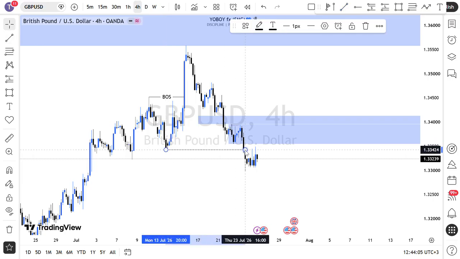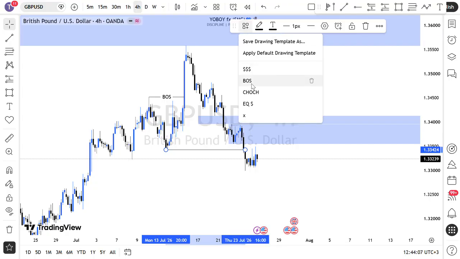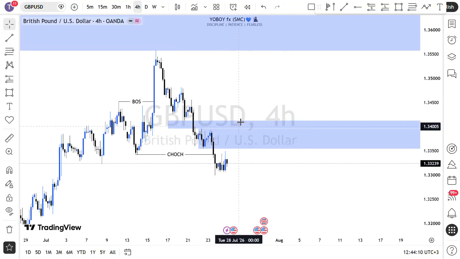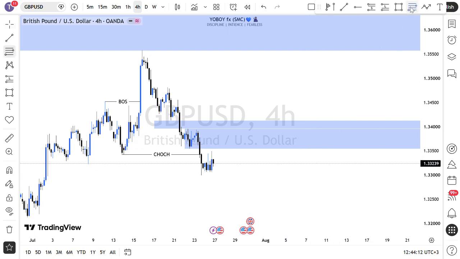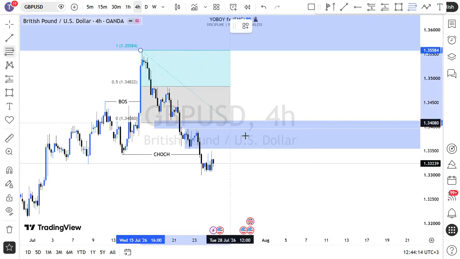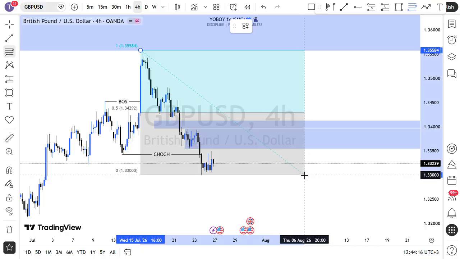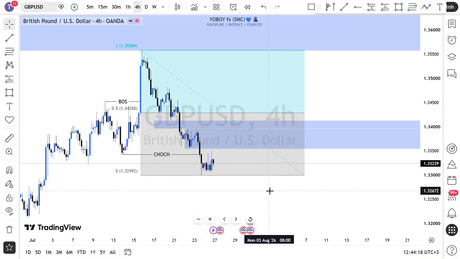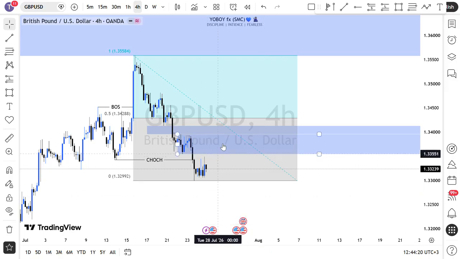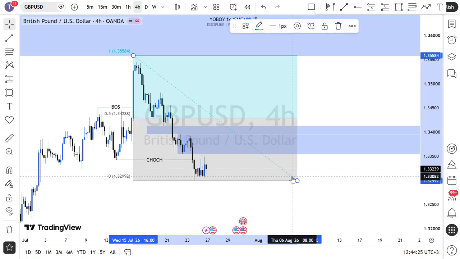So we already have the change of character, guys, and we expect price to have a pullback at least into the 50% level, and then we have a drop to the downside. So currently right now, that is what I expect on GBPUSD. I want to see a pullback into the 50% level before I take my sells to the downside.